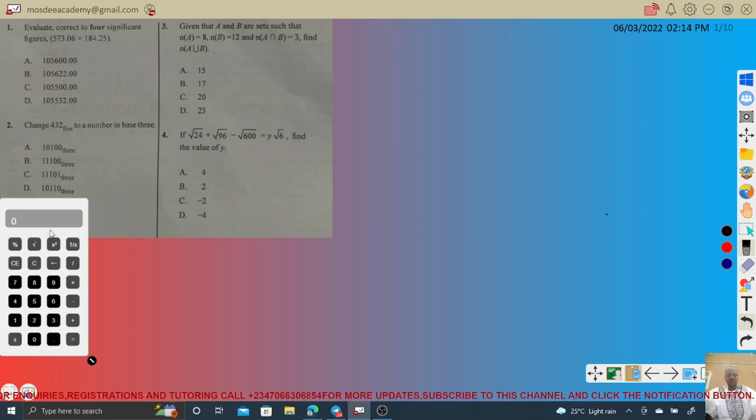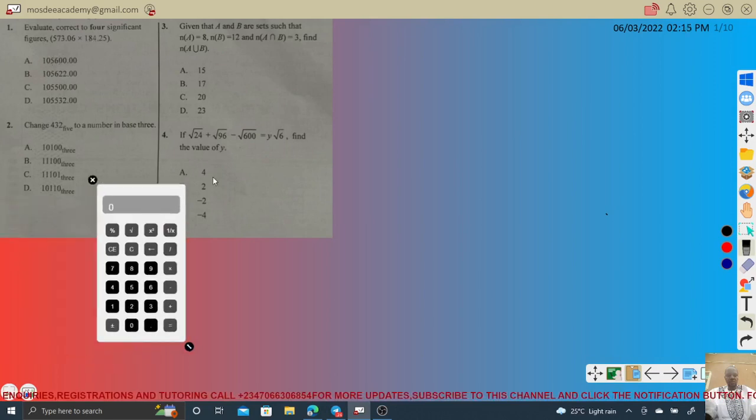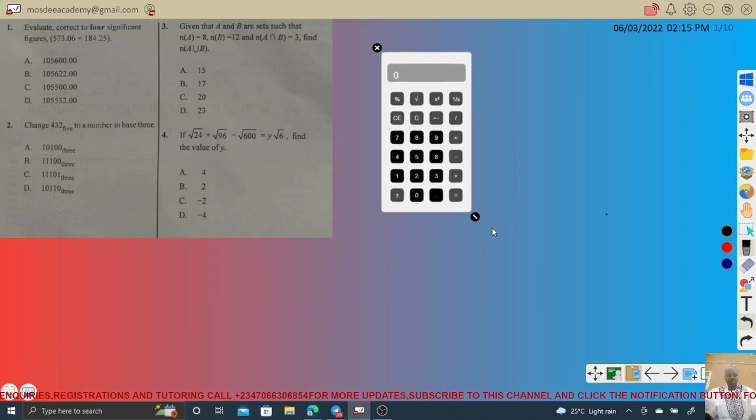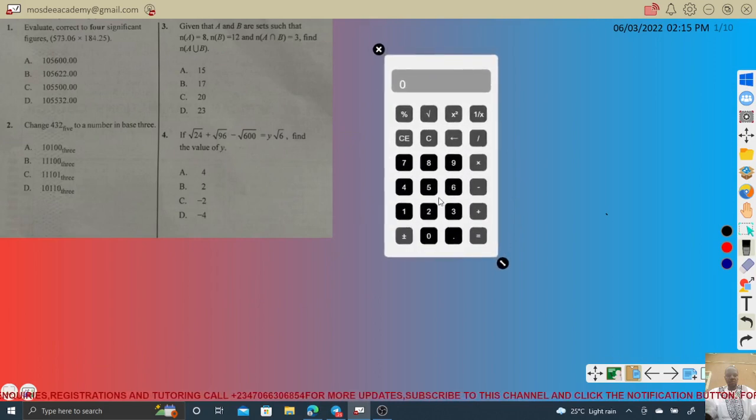So the first question, that is why I'm bringing this screen calculator. We have to evaluate to 4 significant figures. Now, let's bring this here. Like I said, we are going to be fast. We are evaluating 573.06 multiplied by 184.25. I hope you can see the screen calculator.